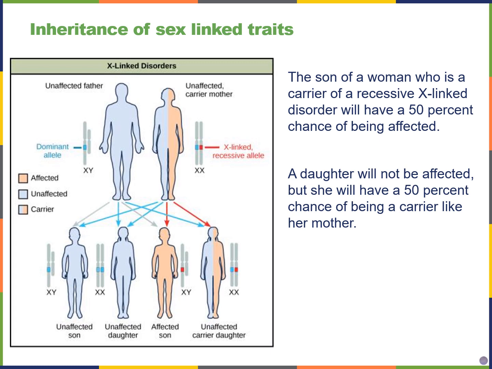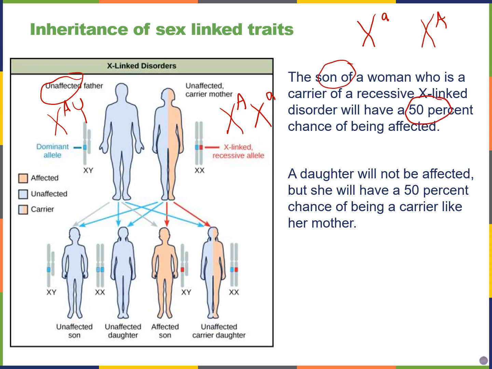So let's use the letter A for the trait where big A is normal. Let's say dad is normal, he's unaffected, so let's say he's big AY. And mom is unaffected as well, but she's a carrier. So that means she has one normal allele and one of the disease allele, and they are on the X chromosome. So the son of a carrier woman will have a 50% chance of being affected.